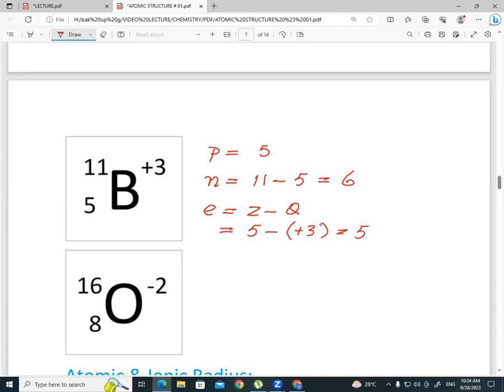So 5 plus minus minus 3. Now it will be 2. So this is the number of electrons.